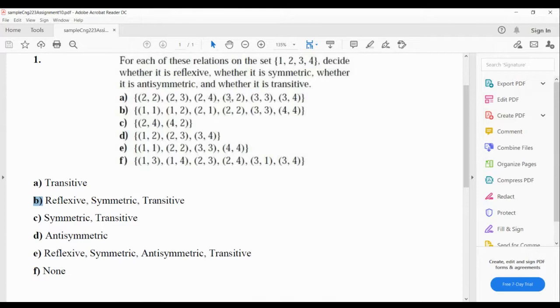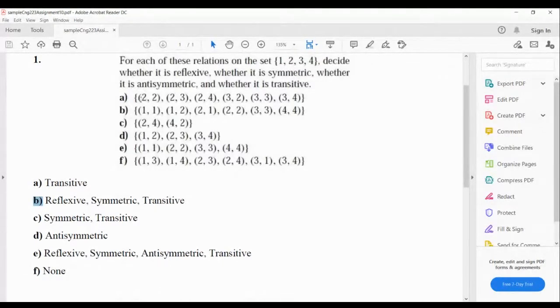What about antisymmetric? It means that whenever you have AB, you shouldn't have BA, otherwise A and B are equal. It means that part E could be antisymmetric. It's okay, because 1, 1 is here, and again another 1, 1 is here. AB and BA in this particular case are both here, but both of the components are equal. So part E is antisymmetric.